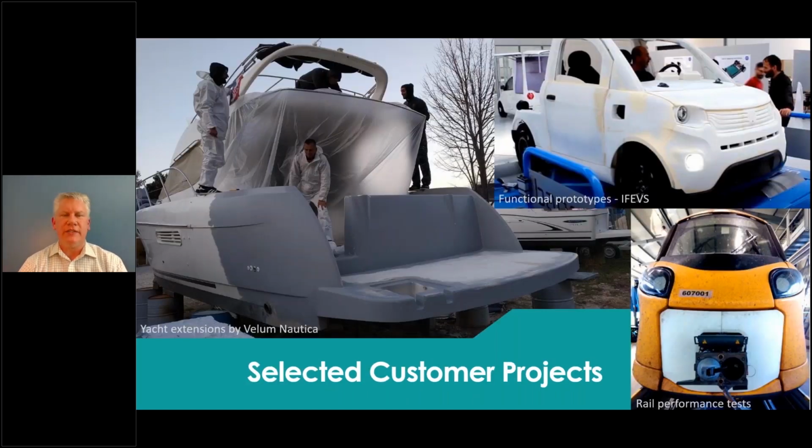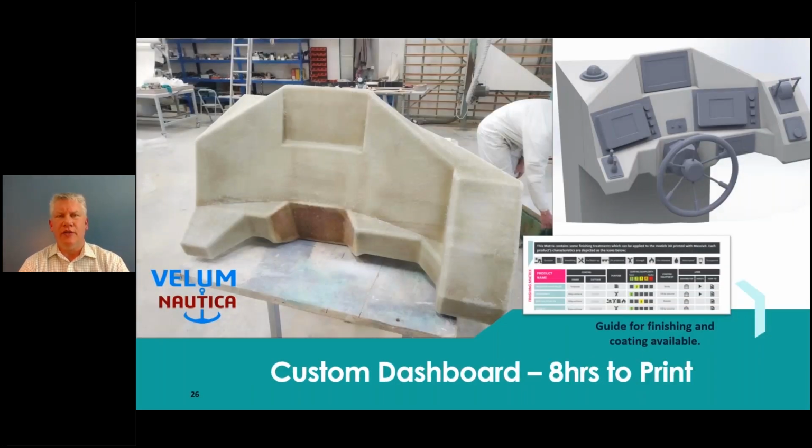So now let's talk about a few select customer projects. What we're talking about here is a customer of ours, Velum Nautica, located in the Mediterranean, produced this entire custom dashboard for a yacht. They can customize yachts as customers desire. They designed and printed this custom dashboard. It was printed in about 8 hours. It was coated, of course, for use on the water. That coating and finishing guide is something we provide for Massivit. We have hundreds of applications and dozens of detailed steps in order to help you with how you're going to get your parts in their finished condition.